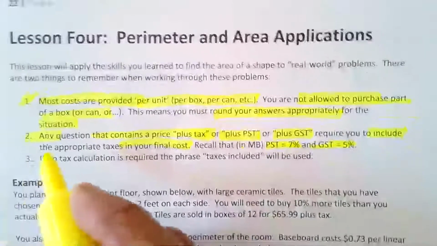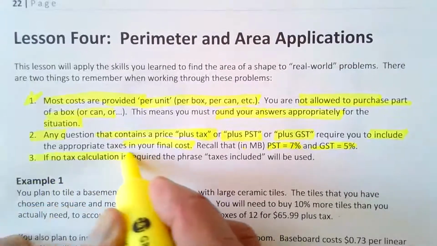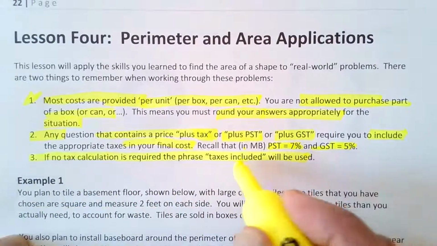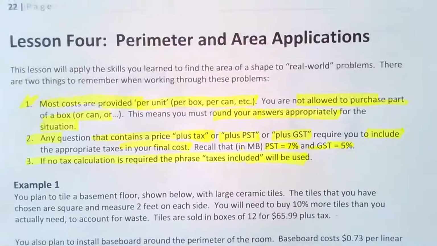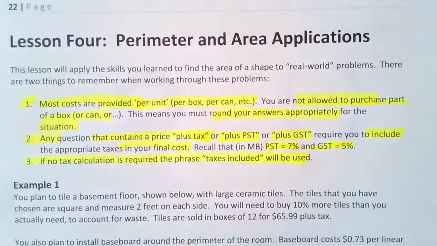The other thing you need to remember is that if no tax calculation is required, tax included will be used. So this means you don't have to calculate the tax. The taxes are included, or for some items, taxes are not included. But for the questions we are doing today, some taxes will be included, and they will state it in the question. So let's look at example 1. We'll be going through 2 examples today.